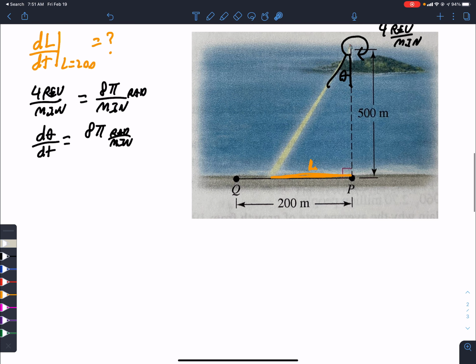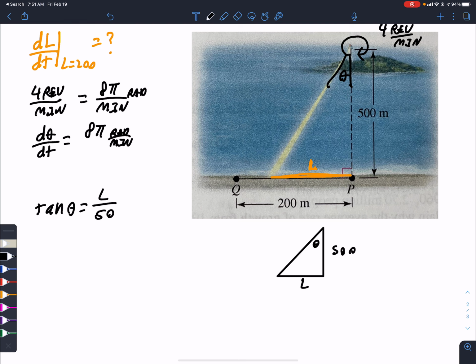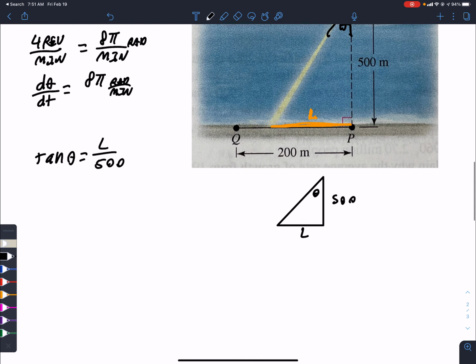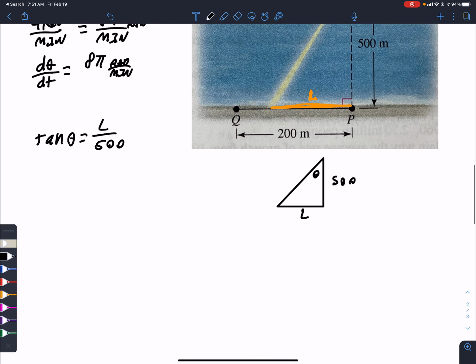So I'm going to draw this triangle down below so you can kind of get an idea of what's going on. We have theta up top. That's constantly 500, and this is L. So this is opposite and adjacent. Again, we're going to get tangent. They're going to tangent us. So we know that the tangent of our angle is the opposite side over the adjacent side. And this is going to be very similar to the previous problem. We're going to take the derivative.